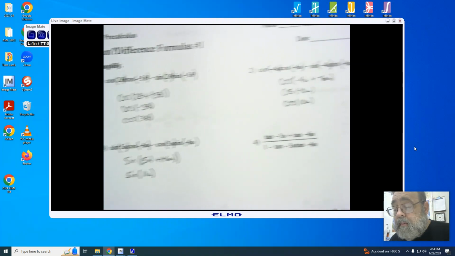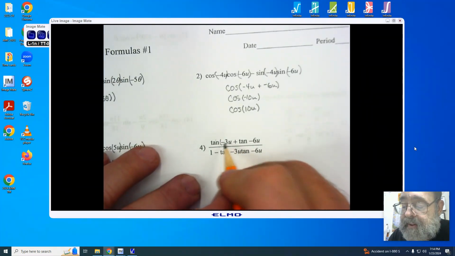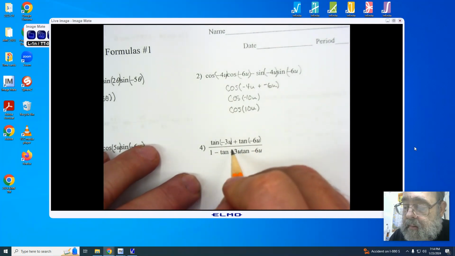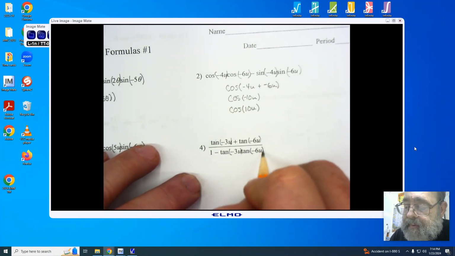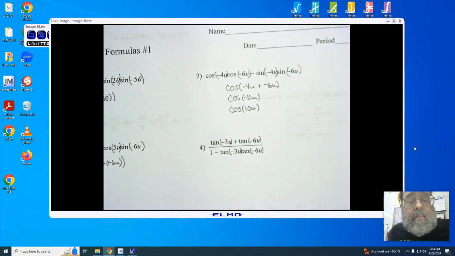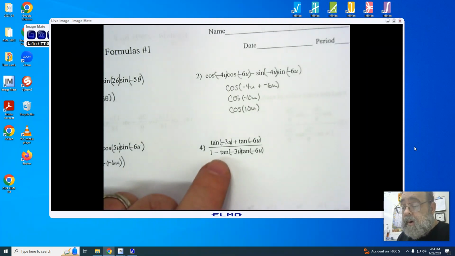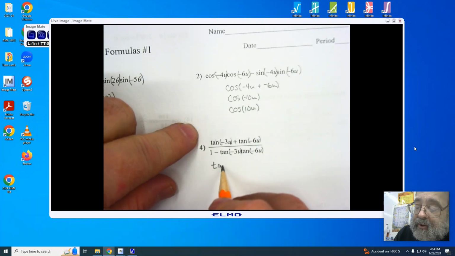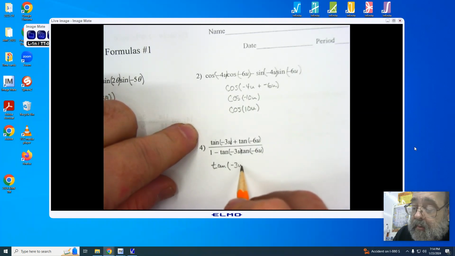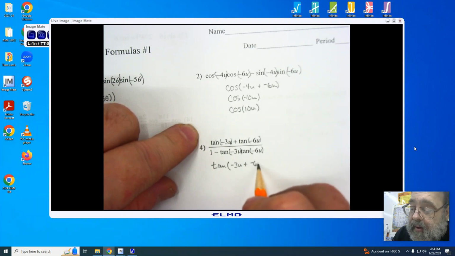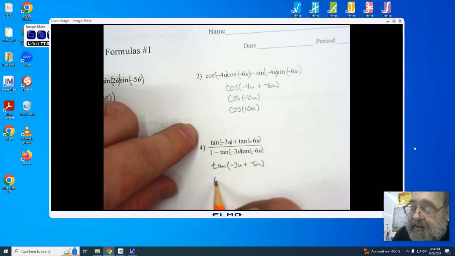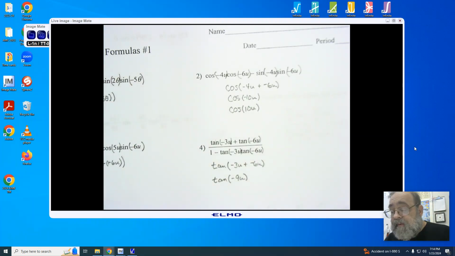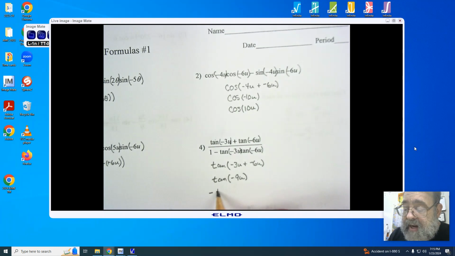Number 4. Again, I'm going to put parentheses so I can see it clearly. If you find the parentheses are not helpful, then don't go ahead and use them. But if you do, like I do, I would put them in. Notice that we have a tangent with a sum in the numerator. I now know that I'm dealing with the tangent of negative 3u plus a negative 6u. Adding them together gives me the tangent of negative 9u, and because tangent is an odd function, I'm really looking at the negative tangent of 9u.